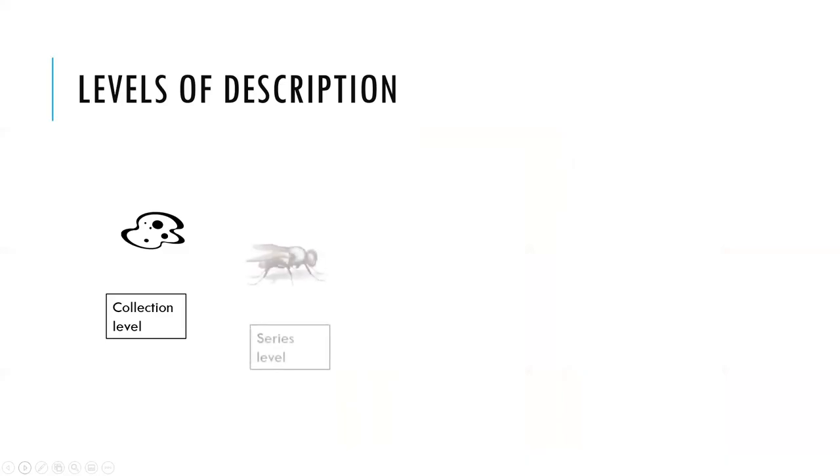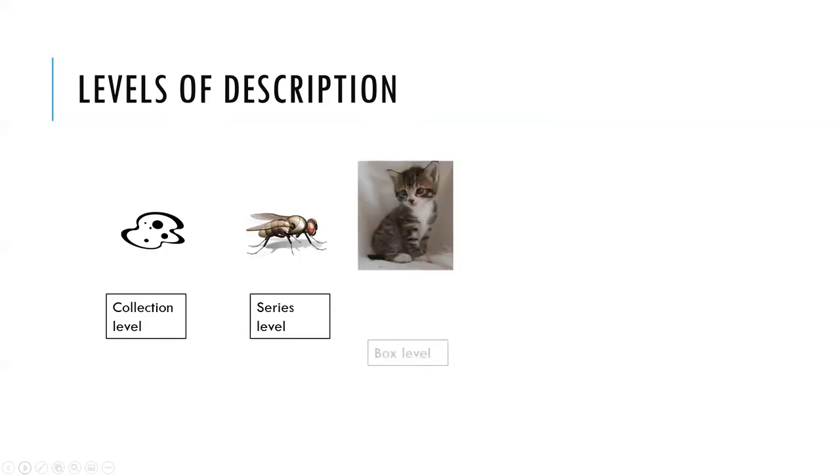So next, we'll talk about some of the different levels of MPLP. So first, we have collection level, represented by the humble amoeba here. Next, we have series level description, represented by the fly. So a little bit more evolved, but still pretty primitive.